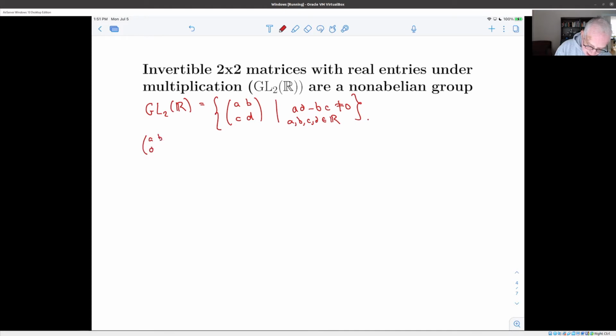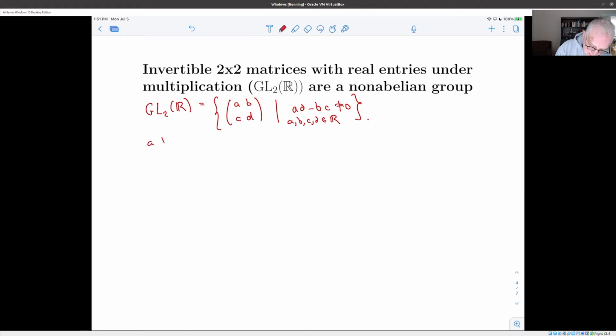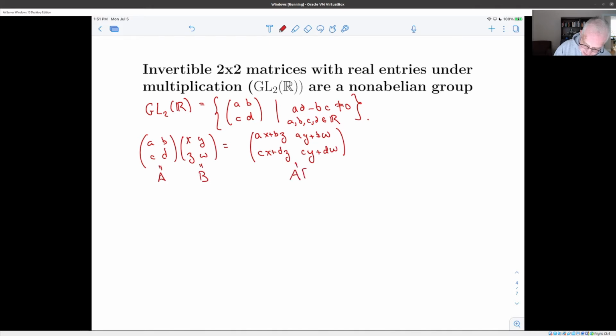Let's make this all a little nicer. Here we go. The matrix A, B, C, D times X, Y, Z, W is AX plus BZ, AY plus BW, CX plus DZ, CY plus DW. So if this matrix here is A and this matrix here is B, this matrix here is the product AB.